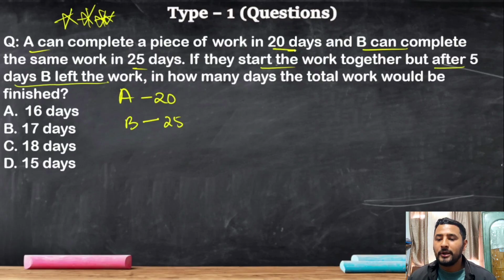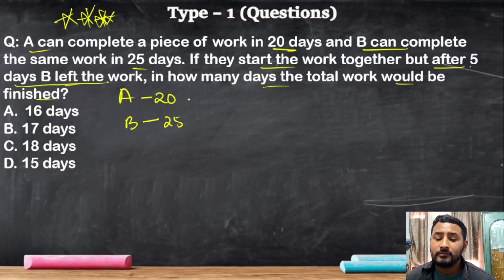See, you're getting my point. They are working together for 5 days at least, A and B together. But after 5 days, what happened? B left the work. In how many days would the total work be finished? Now the tricky question, right? B has left the work. Now in how many days will A alone complete the total given work?